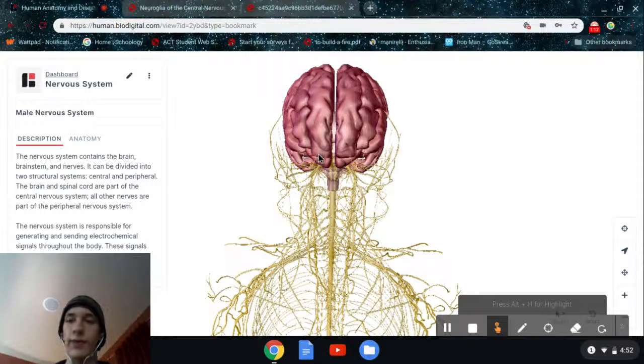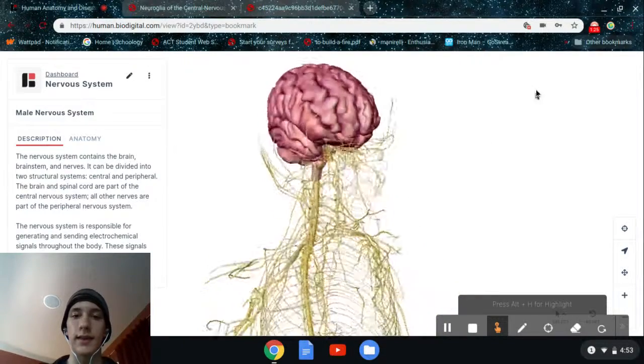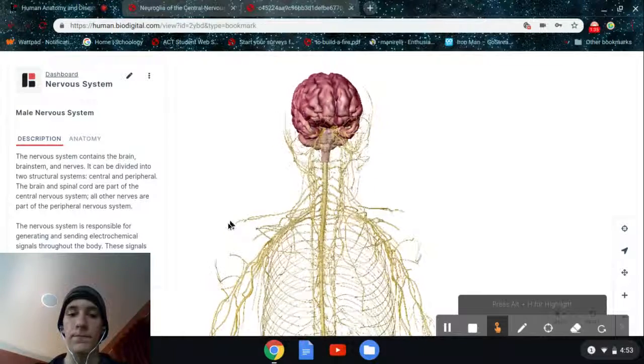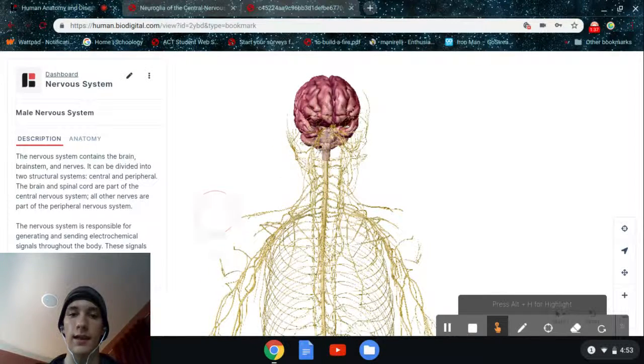All right, with all that out of the way, into the nervous system. The nervous system contains the brain, brainstem, and nerves. This is the brain. This is the brainstem, this lovely little thing that attaches to your spinal cord. And these are all nerves. It's divided into the central and peripheral nervous systems. Central being brain, brainstem, and spinal cord, and the peripheral nervous system being just about everything else.